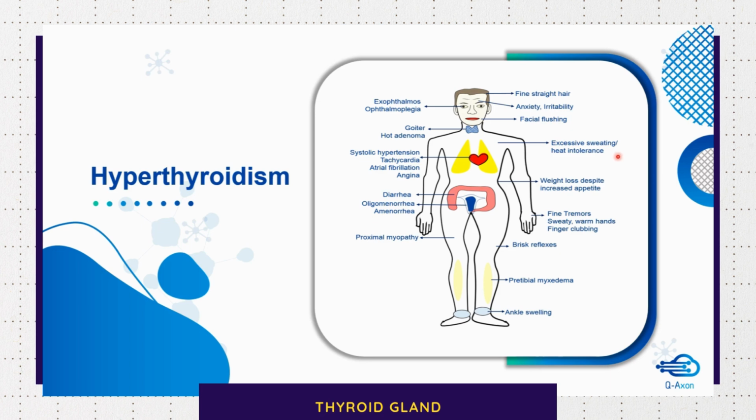There will be excessive sweating and heat intolerance because of increased BMR, and because of increased BMR there will be weight loss despite having an increased appetite, and they can have fine tremors in the hand, and their deep tendon reflexes can be exaggerated.